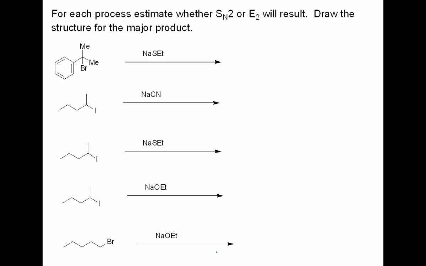Now for each process, we need to estimate whether the SN2 or E2 is going to result. So this is a problem for you to do on your own. Pause it, then restart it, and let's look at the answers. Okay, the first one, let's look at what type of halide we have. We have a tertiary, 3 secondaries, and a primary.